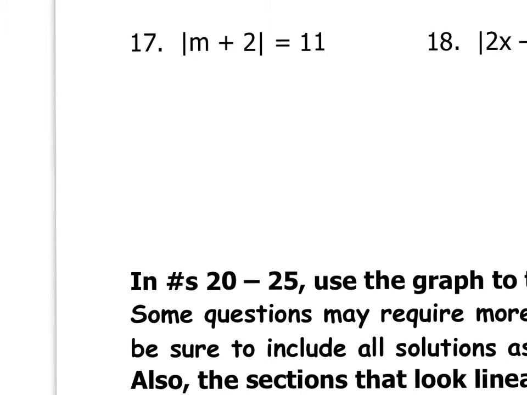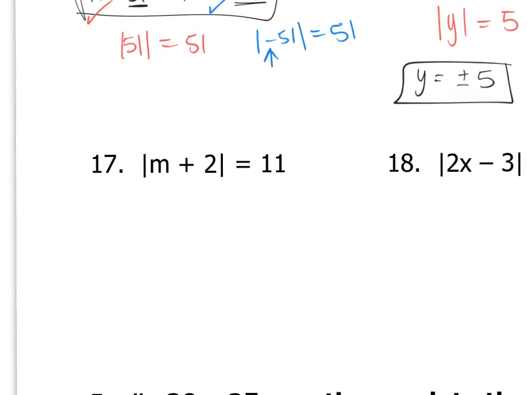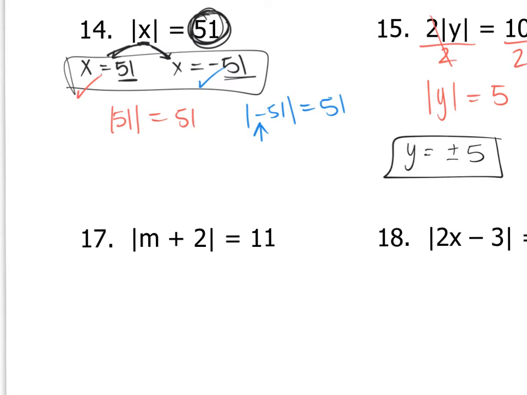On number 17, take a look. There's nothing outside the absolute value, so we are already ready to analyze it, very similarly to how we analyzed number 14. On 14, you ask yourself, what number could I take the absolute value of and get this? Now I'm asking, what number could I take the absolute value of and get this? Well, I think that all of the stuff in here could either be 11 or negative 11, because the absolute value of 11 would be true. The absolute value of negative 11 would also work.